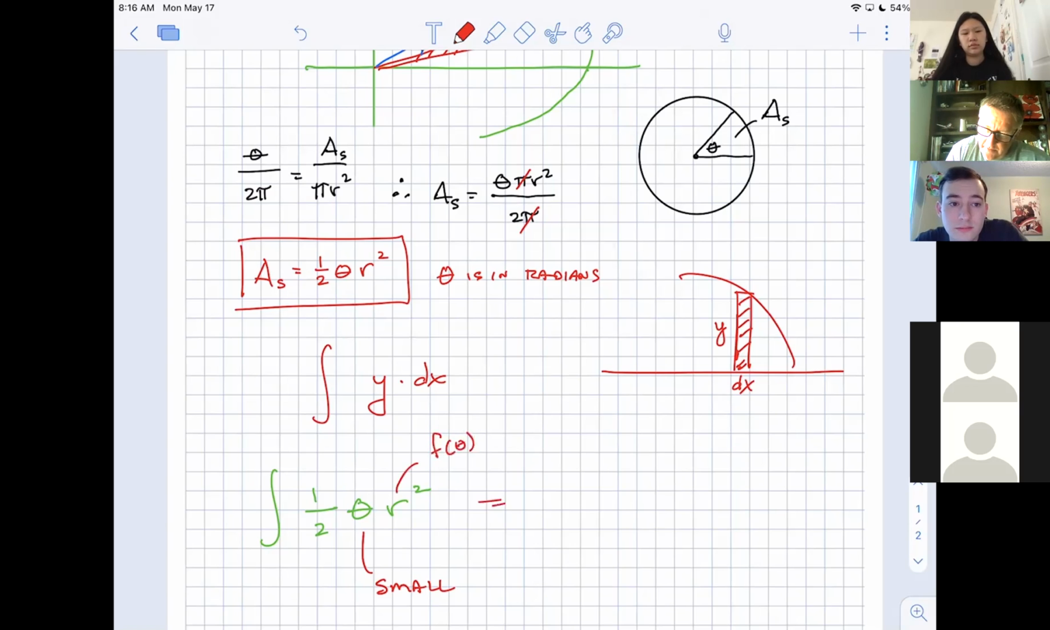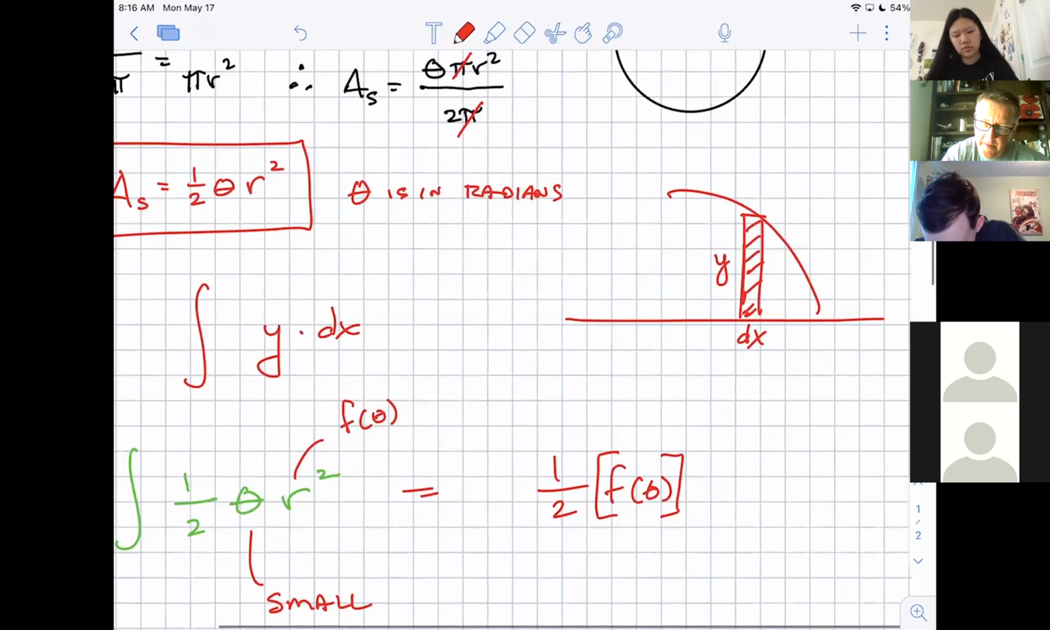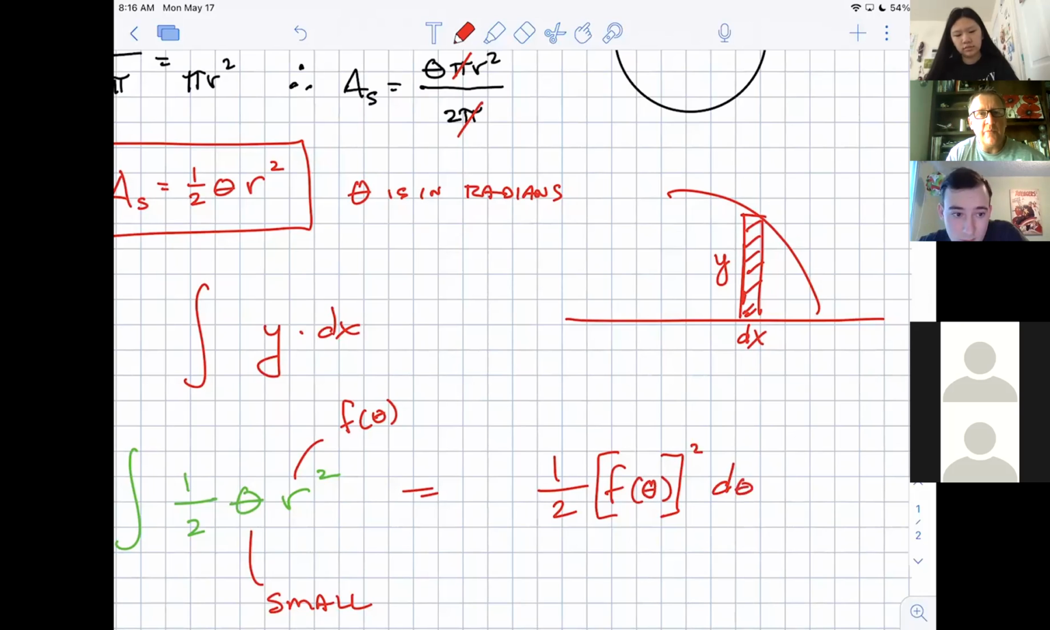So this statement could be more clearly, more practically, more usefully written if I said f of theta, and I'll write it correctly this time. There's the 1/2 r squared, and then there's a tiny amount of theta outside. And so, okay, that looks like a normal integral.